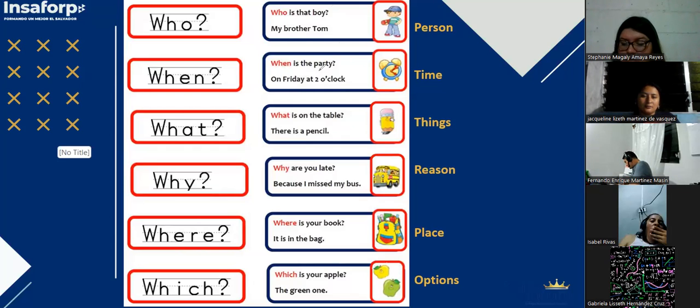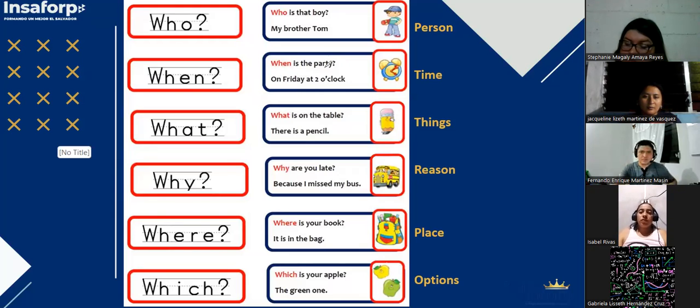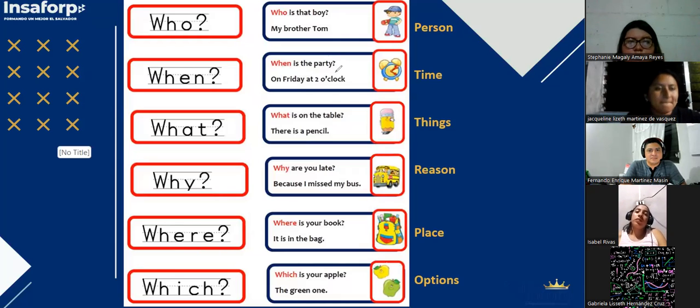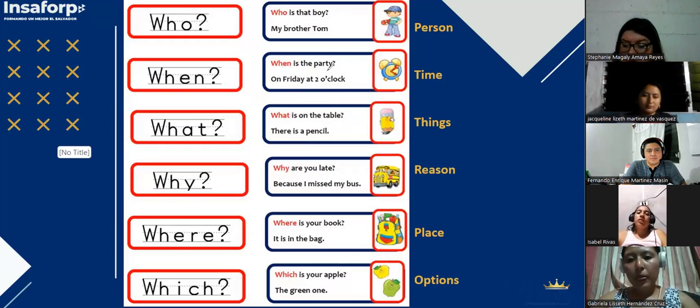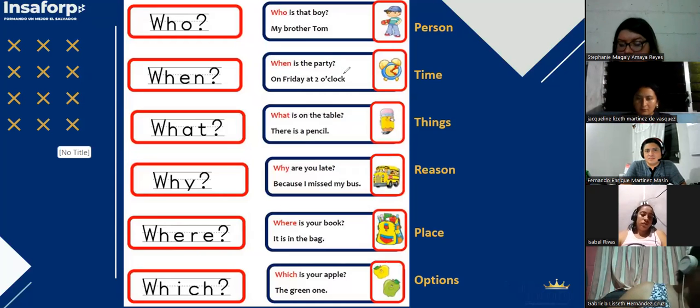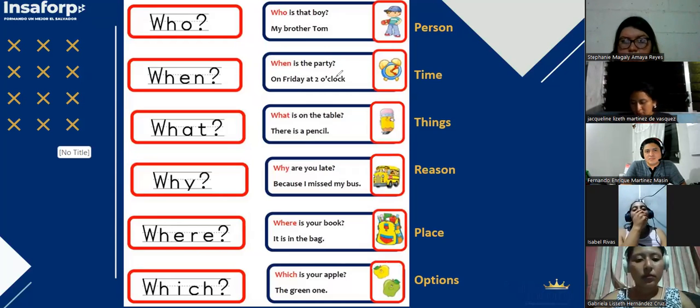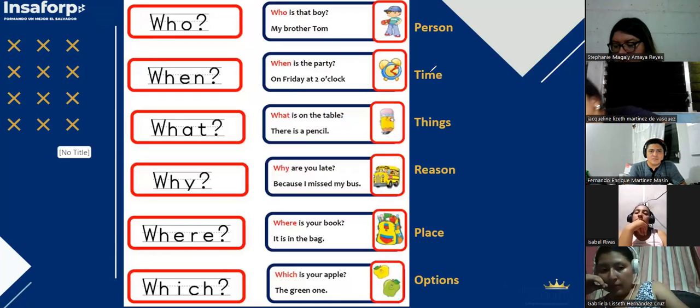Y la respuesta, pues, tiene que ser la información que me están pidiendo. Yo usaría una oración completa, o todos usamos una oración completa para contestar estas preguntas. Entonces, it's on Friday at 2 o'clock. This is time. Days, time. The hours, time. Okay, so time is time, right? And time is money. So when is the party? On Friday at 2 o'clock. It's on Friday at 2 o'clock. But we're saying that when responds time information.